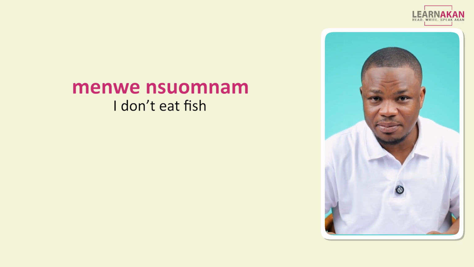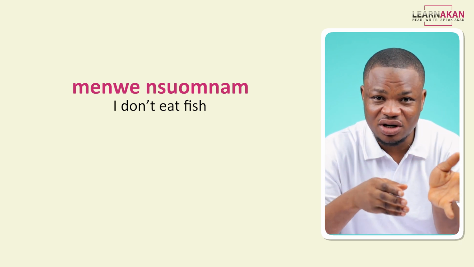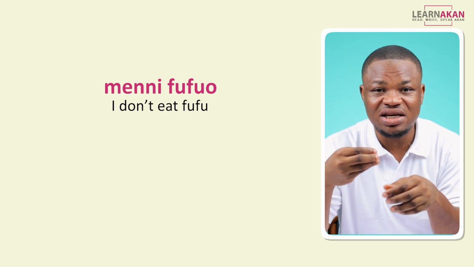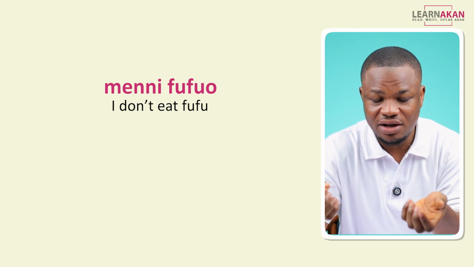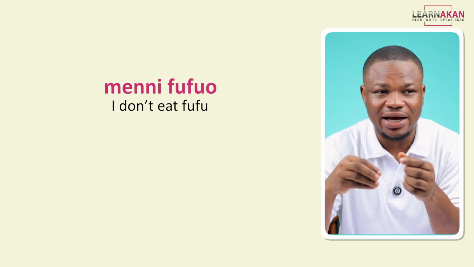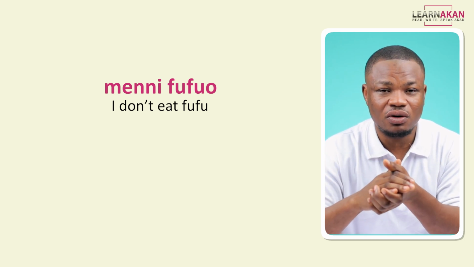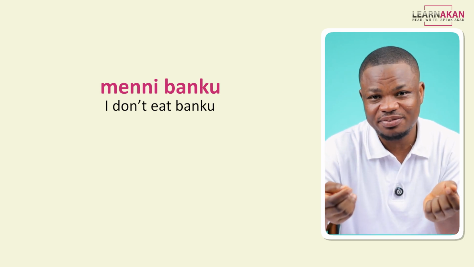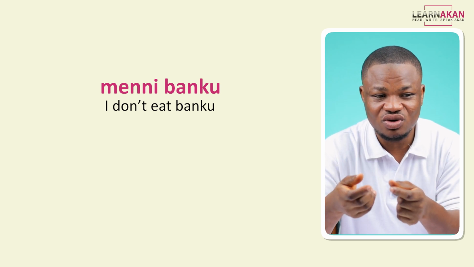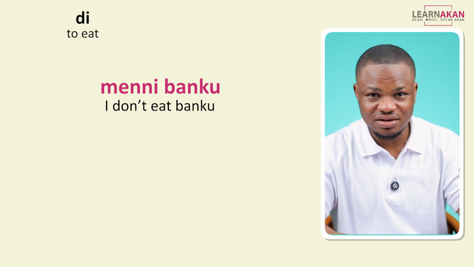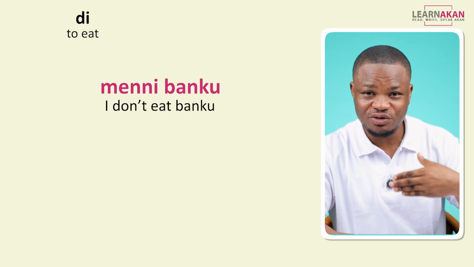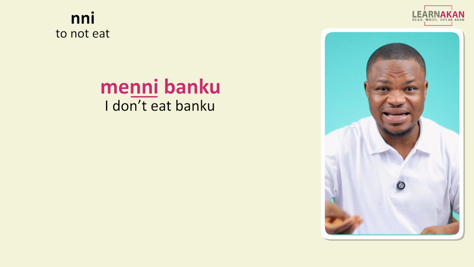Now, if you don't eat a particular food, you can say mini fufu, for example, okay? Mini fufu, I don't eat fufu, or mini banku. So we have negated the D, the transitive version of to eat, to ni. Ni, to not eat.